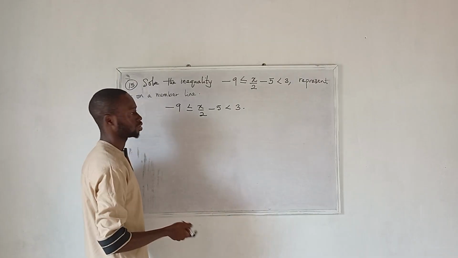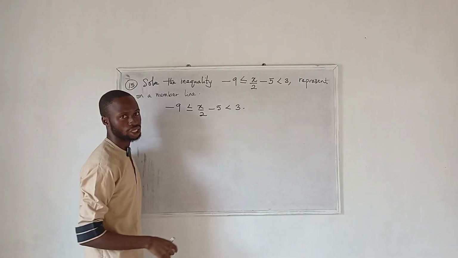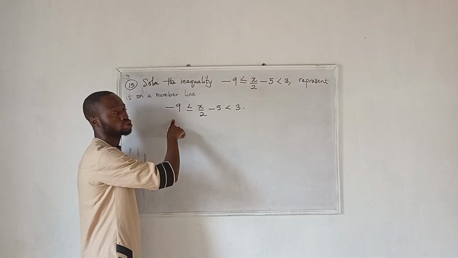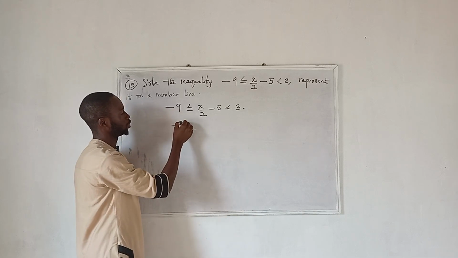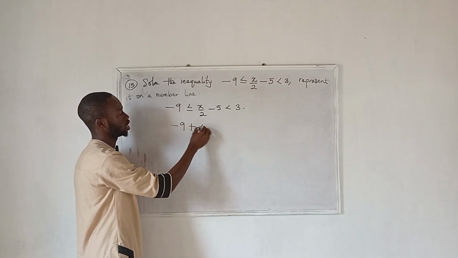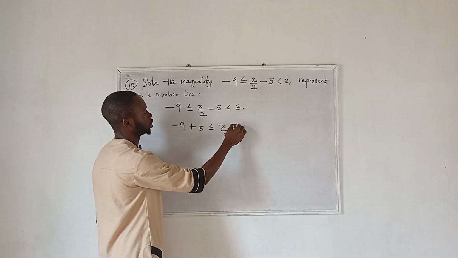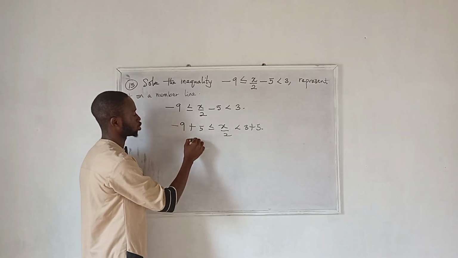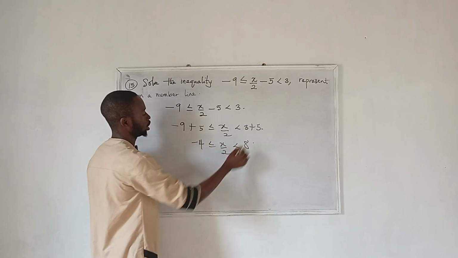What you could do first is make the variable x the subject in the middle. So minus 5, you have to take it because it's a constant. Take it to both your right and left hand side. So you have minus 9; if you take it here, it becomes positive, less than or equal to x over 2 less than 3 plus 5. Is that okay? So this will give us minus 4 less than or equal to x over 2 less than 8.